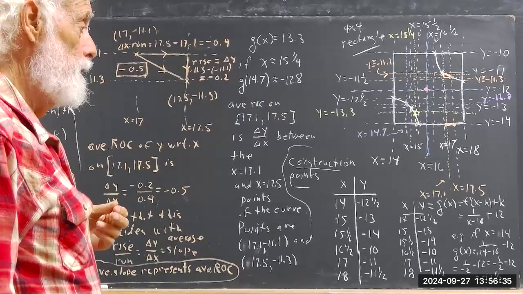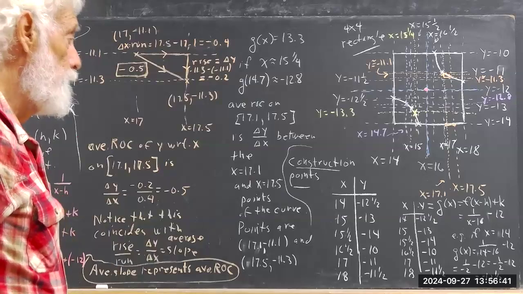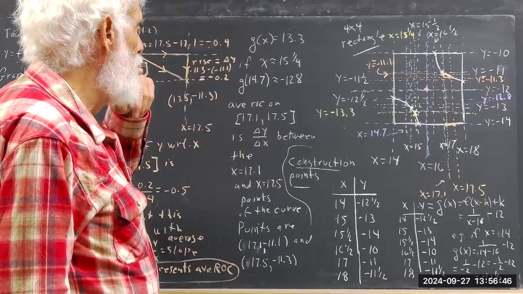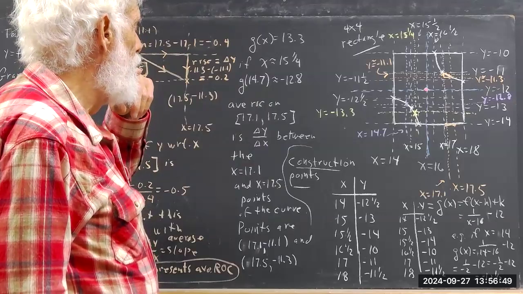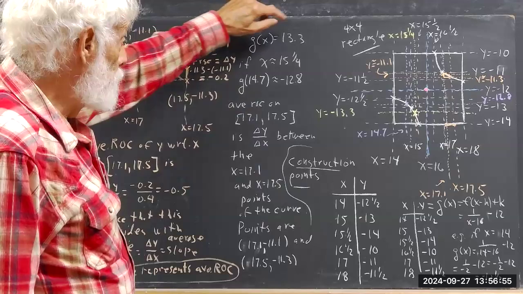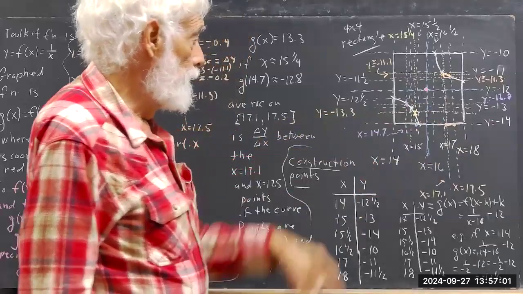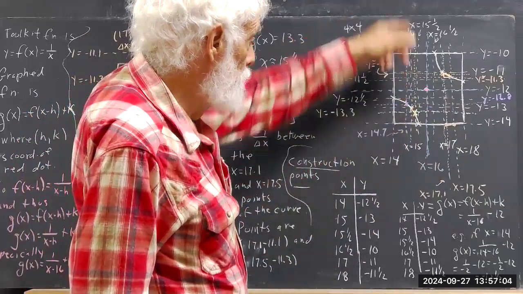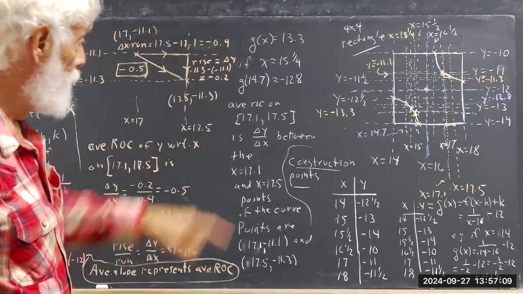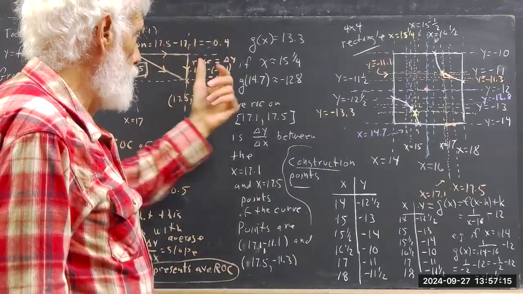I'm not sure in what order I asked these questions, but I'm pretty sure that we asked first to estimate the x value that makes g of x 13.3. So I gave you g of x is 13.3, which means y is 13.3. So we draw the line y equals -13.3. It intersects the graph here. We draw the vertical line through it, and there's the x that corresponds to y equals 13.3. It's 15 1/4. And then I ask you to do g of 14.7.